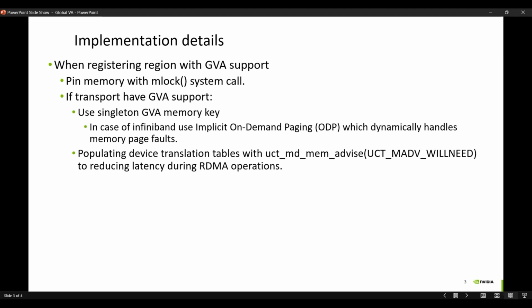So in this approach, we decided to try to avoid it by pinning memory, preparing memory by pinning it with mlock and populating it with UCT MD mem advise, which is supposed to proactively prefetch information and update device memory translation tables.